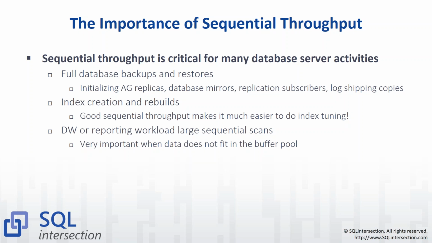And then another place where it comes into play a lot is with data warehouse or reporting workloads, where you're doing really large sequential scans from your data files when they don't fit in the buffer pool. So having good sequential throughput there is really important.